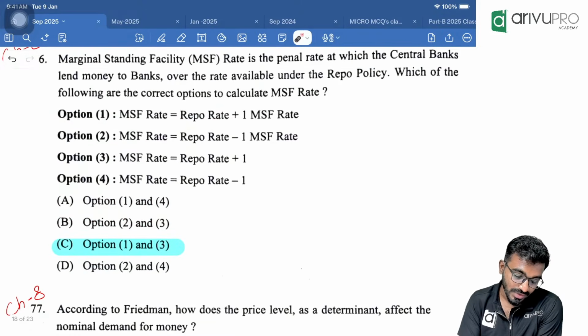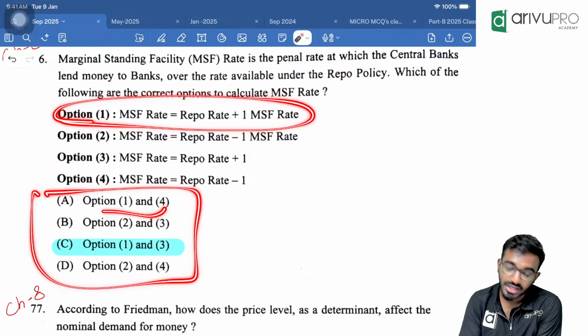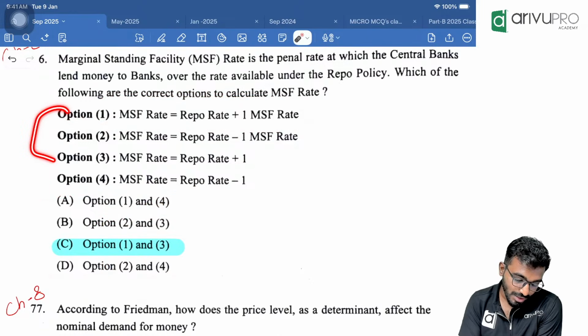MSF rate: repo plus 1 is also correct. Here, instead of giving plus 1, if they had given the MSF rate properly, the only correct one would be option 1. Here only option 1 is not there, so along with 1, we should combine 3 plus 1. So 1 and 3.